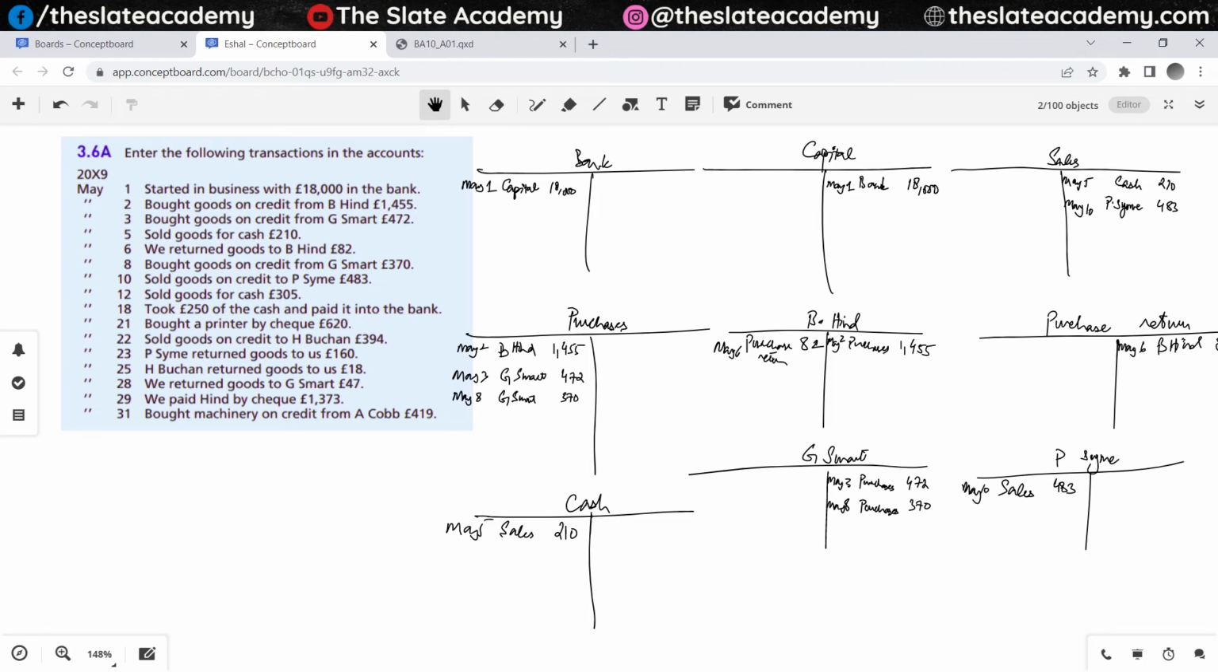Okay. Then we sold goods for cash, 305 pounds. Sales credit 305. I write cash and this happened on May 12. And then cash debit. Where is cash? Here is cash. By how much? 305. Cash debit 305 again for sales, and then May 12 it was, right? Yes, May 12. Done.